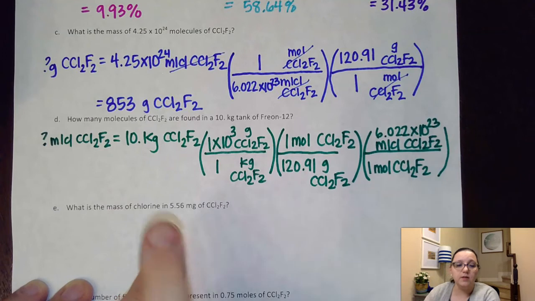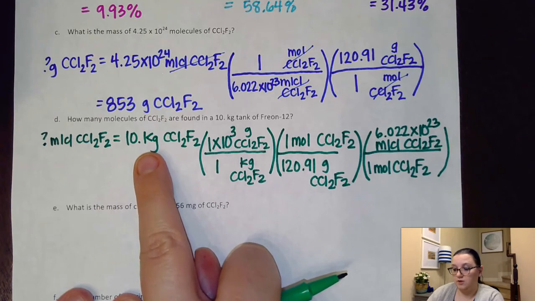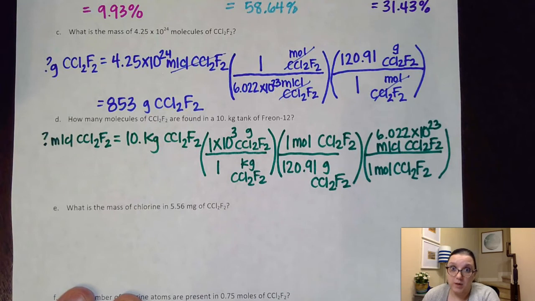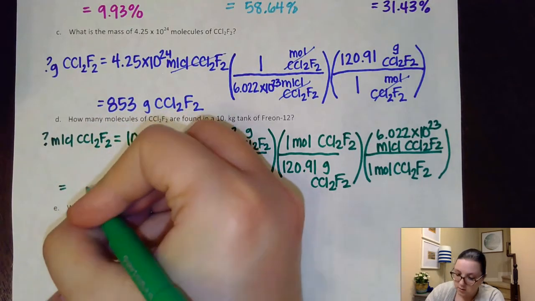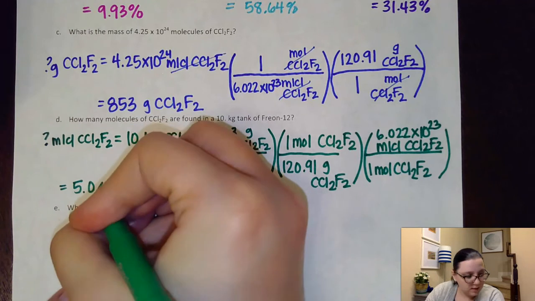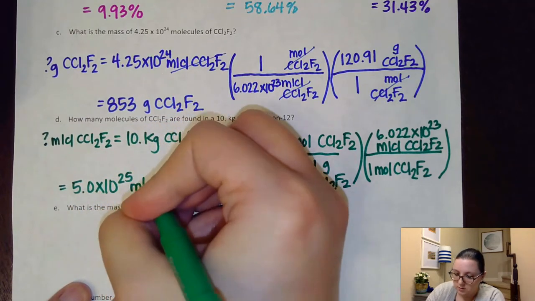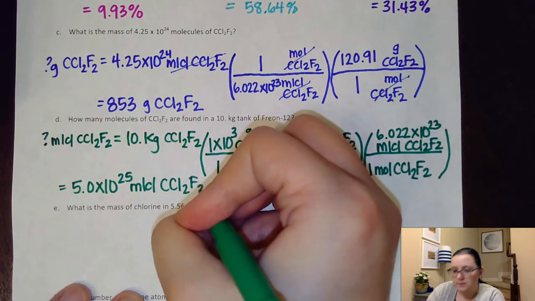Now, on this one, we've got to be really careful on sig figs. 10 with a decimal point only has 2 significant figures. By the way, if the decimal point wasn't there, it would actually just have 1 significant figure. So I only want to show 2 significant figures in this answer. This answer comes out to be 5.0 times 10 to the 25th molecules of CCl2F2. All right.